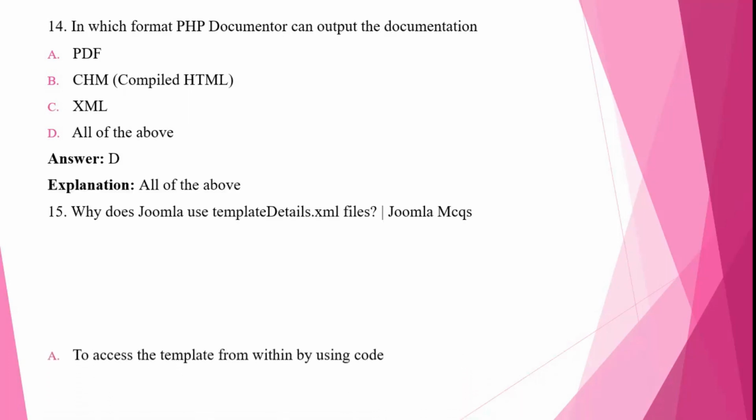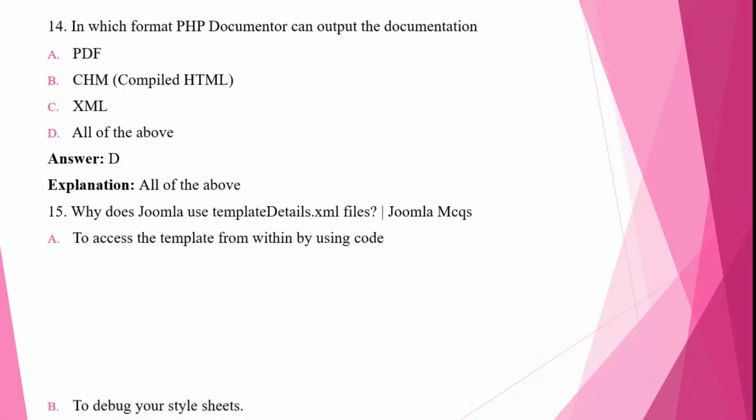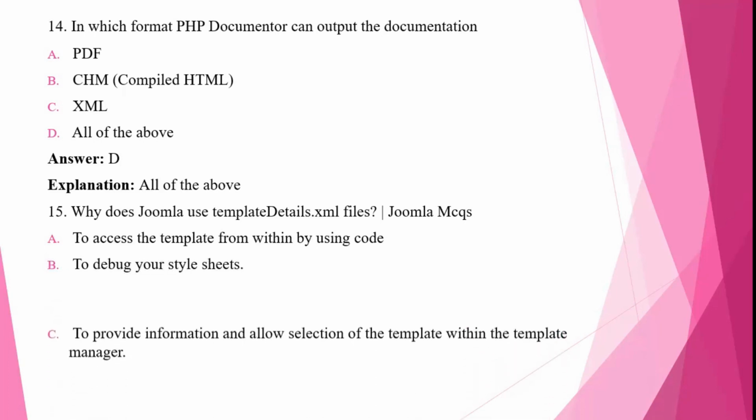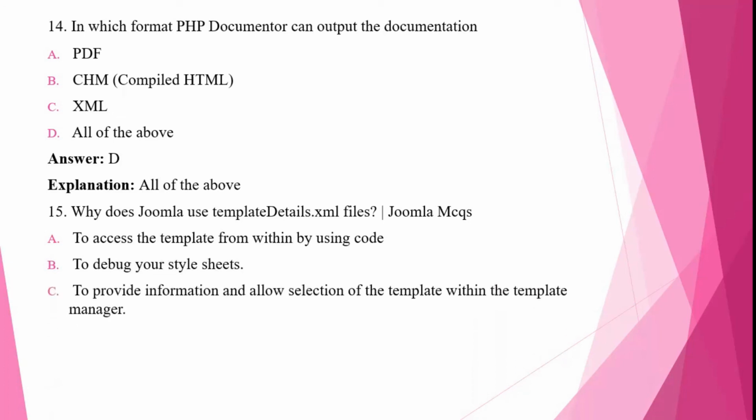Next one, why does Joomla use the template details XML file? First option, to access the template from within by using code. Next one, to debug your style sheet. Next one, to provide information and allow selection of the template within the template manager. And the last one, all of the above. So the right option is C, to provide information and allow selection of the template within the template manager.